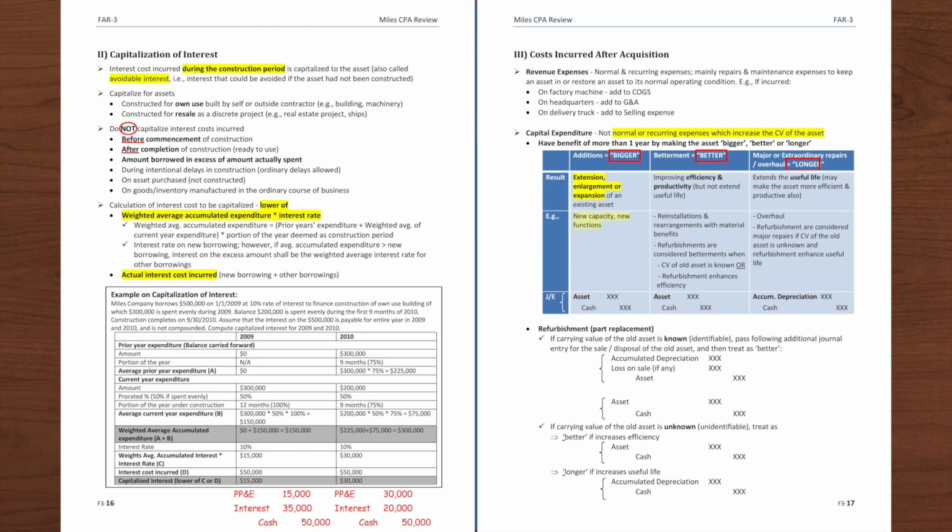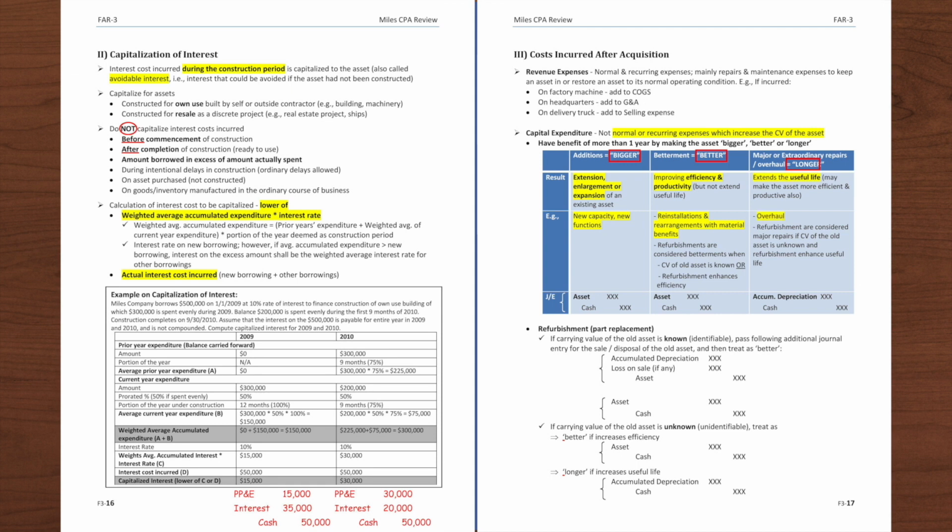Highlight new capacity or new functions. Under the column for better, highlight improving efficiency and productivity. And highlight reinstallations and rearrangements with material benefits. For longer, highlight extends the useful life. And a good example is overhaul.